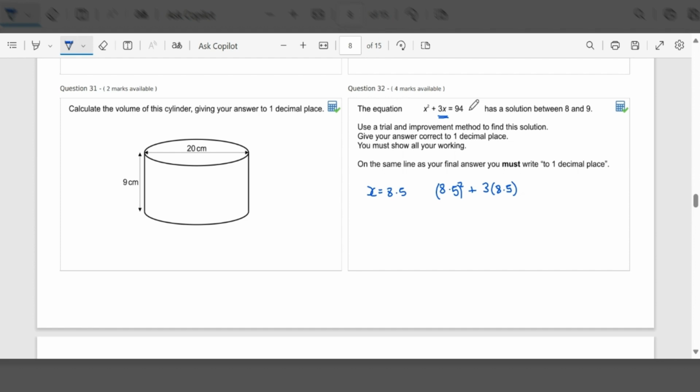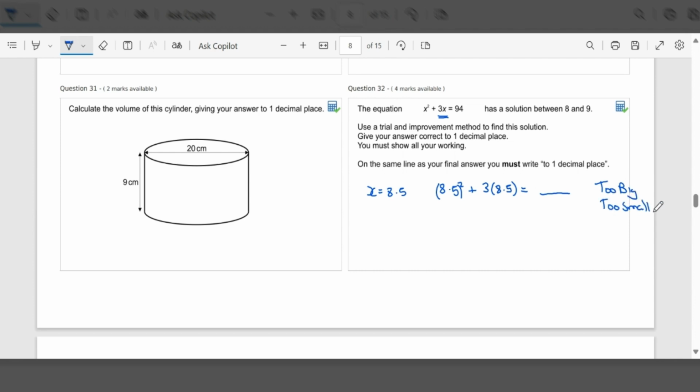Now, in this case, we're aiming for 94. Quite a lot of examples aim for 0. A lot of the examples we did in class aim for 0. But we're going to put this into our calculator, and then we need to say, is our answer too big? Is it above 94, or is it too small?